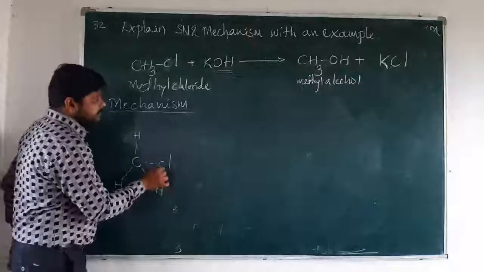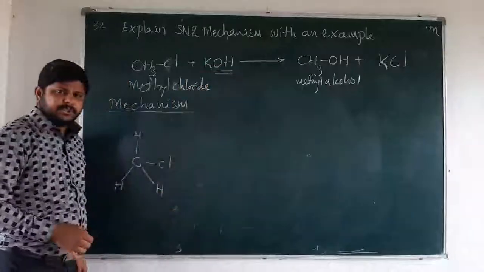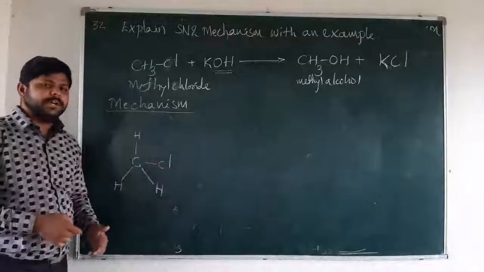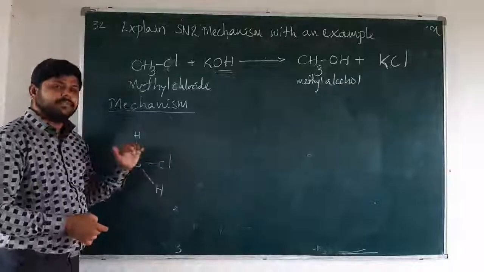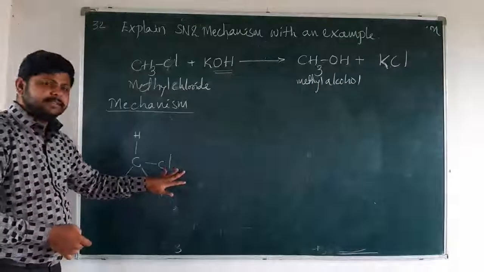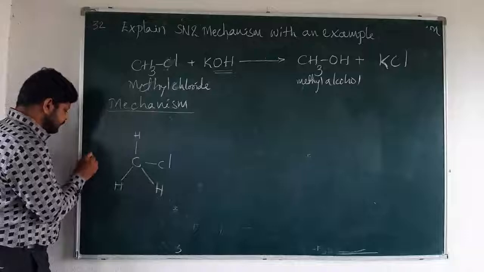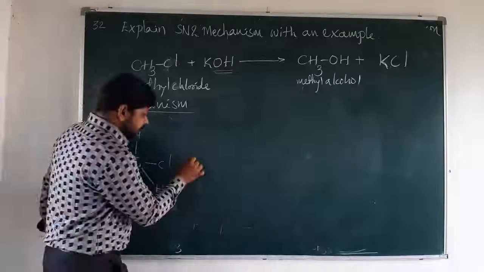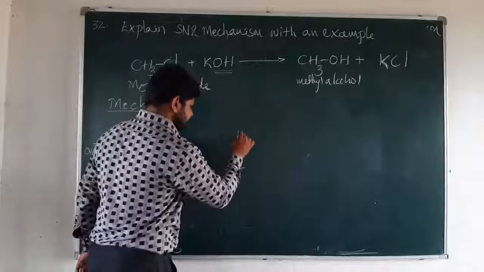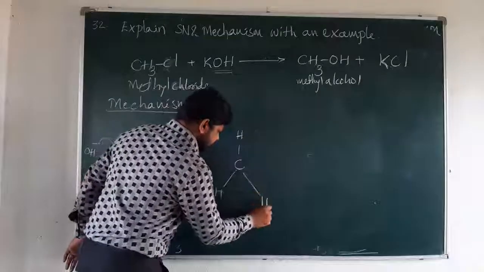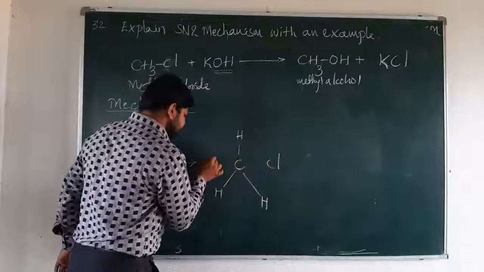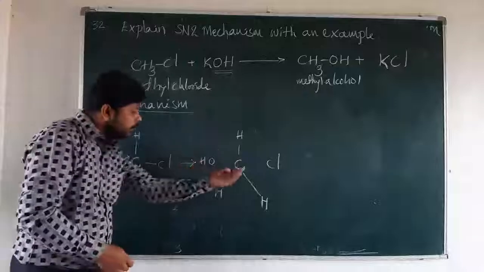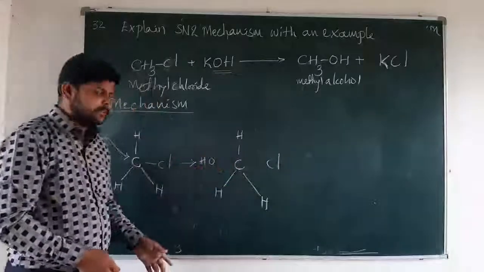Cl is also a nucleophile, and OH minus is also a nucleophile. It cannot attack here, because one nucleophile is already there. So OH minus attacks from the side opposite to chlorine. It attacks from here, so it forms a transition state like this. Here Cl is there, and here it bonds with OH. You have to write OH like this, because O is bonded with C, not H.